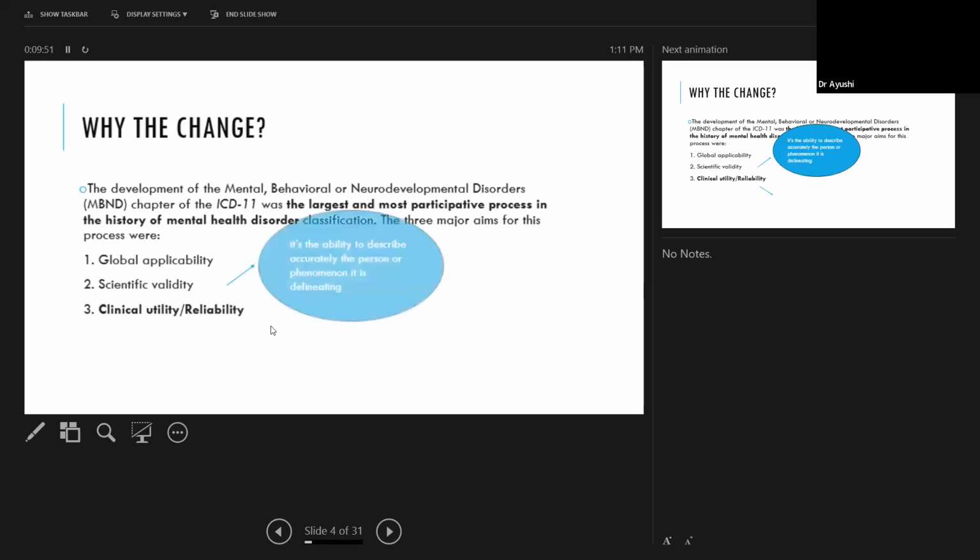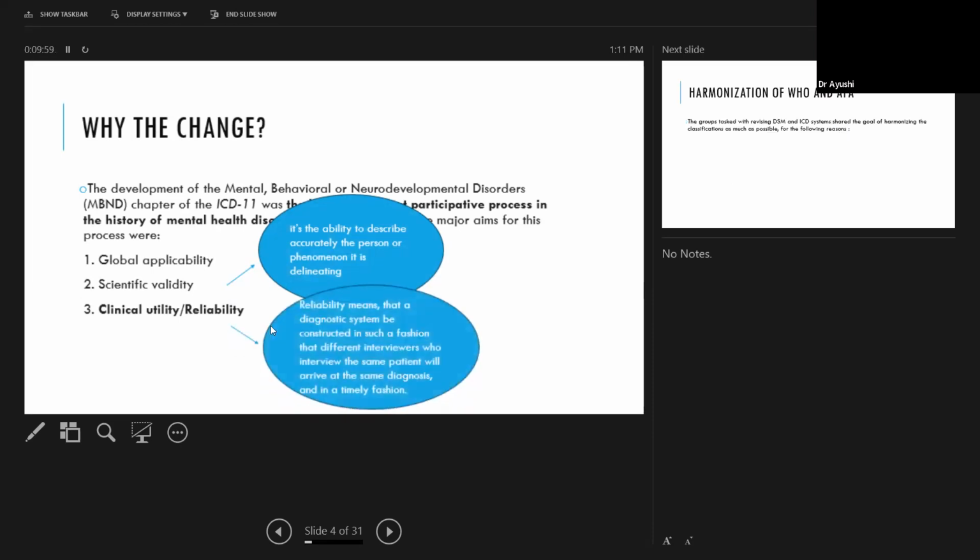So what is validity? It is the ability of a diagnostic system to describe accurately the person or phenomena it is delineating. And reliability means that a diagnostic system be constructed in such a fashion that different interviewers who interview the same patient will arrive at the same diagnosis in a timely fashion.